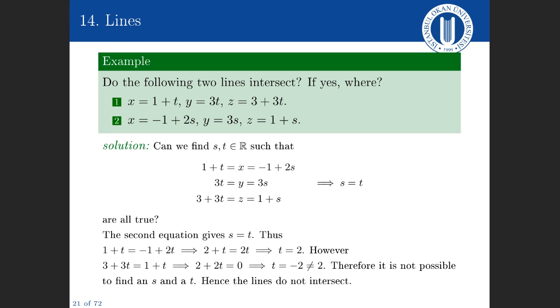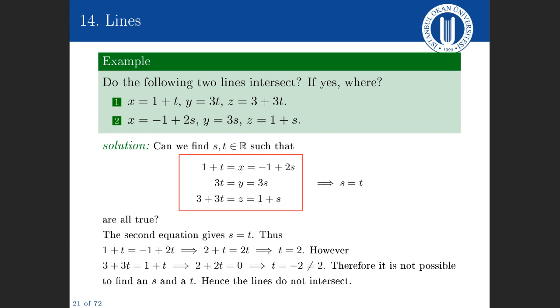Another example, same question, but two different lines. Do these two lines intersect? And if the answer is yes, where? We write down our three equations. Is it possible to find s and t so that all three of these equations are true?